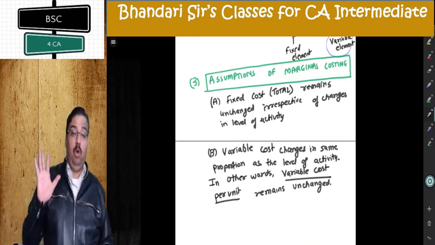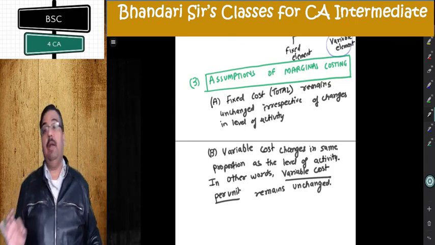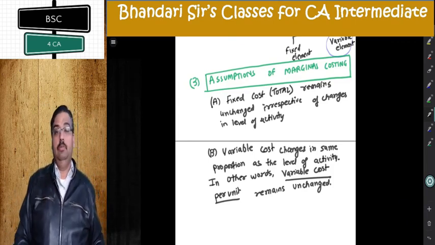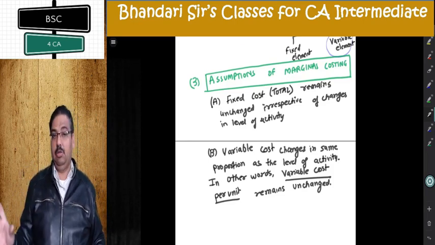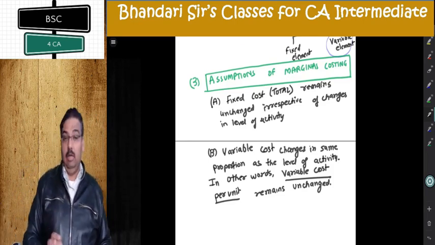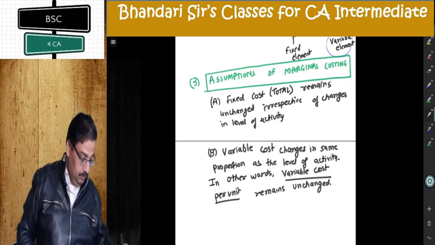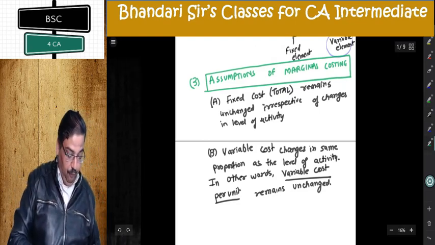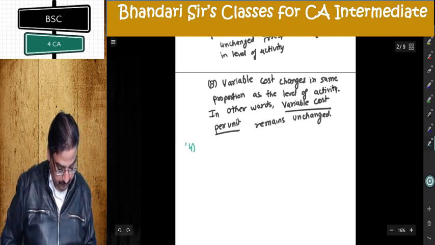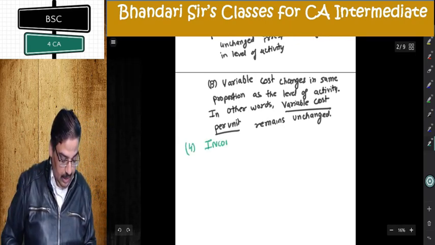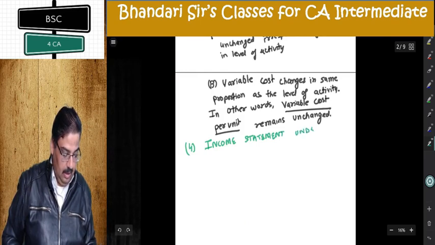Now, fourth point I am telling you is income statement under marginal costing. This is what you have done under flexible budgets also. It is basic concept from marginal costing that you have done in other chapter. So, point number 4, income statement under marginal costing.